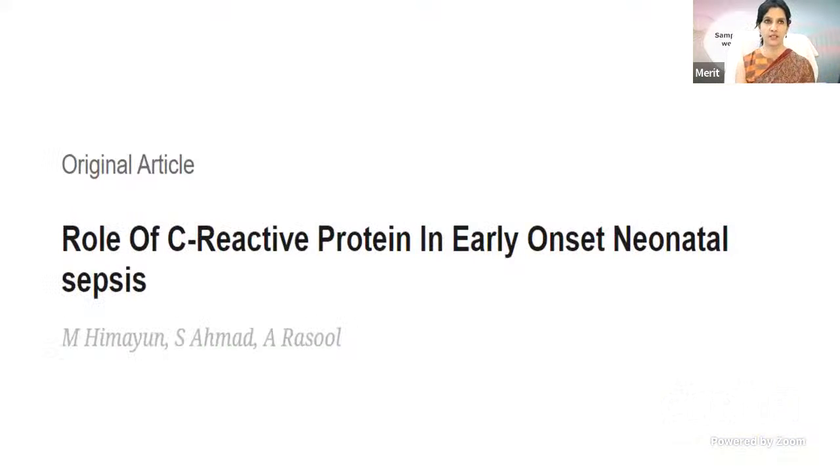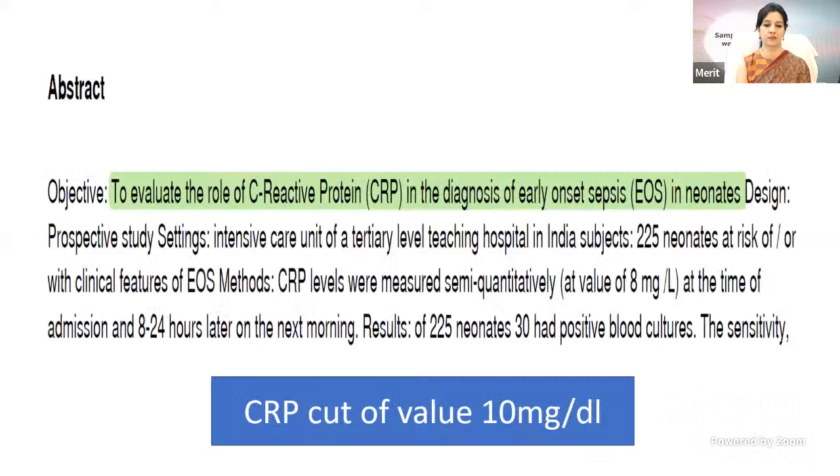This is one article. The title of this article was Role of C-reactive protein in Early Onset Neonatal Sepsis. So the diagnostic test I want to use here is the C-reactive protein, and there is a gold standard for neonatal sepsis. But I want to use this C-reactive protein as a diagnostic test. So the objective was to evaluate the C-reactive protein in the diagnosis of early onset sepsis in neonates, and the value of the CRP cutoff is 10 milligram per deciliter. So less than 10, I have taken as no sepsis, and this EOS is the early onset sepsis, and more than 10 is sepsis.